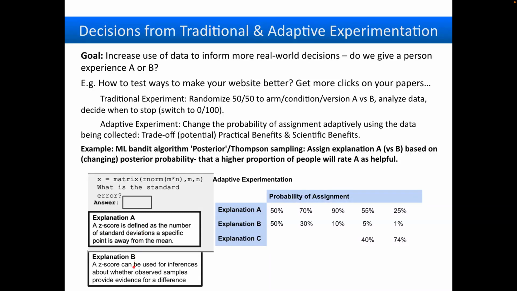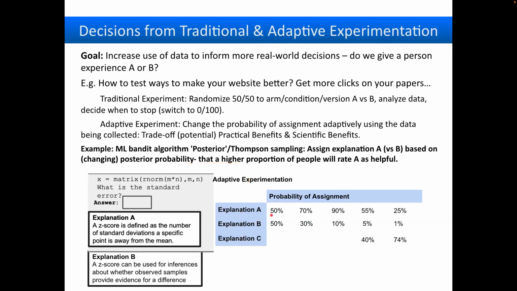Does that make sense? You have some estimate, some idea of what the true population mean for A or B is. You've only got some imperfect understanding of that. So let's assign people to explanation A or B with the changing posterior probability that in reality, it's got a higher sample mean, a higher proportion of people think A is helpful. Does that make sense to everyone? That's the fundamental algorithmic approach we're going to look at in this talk.